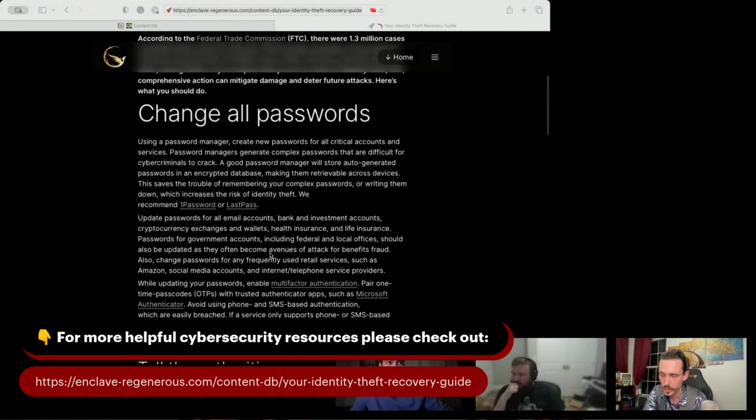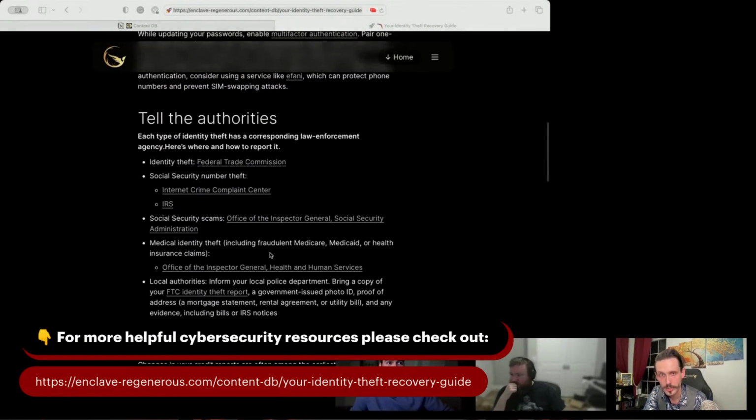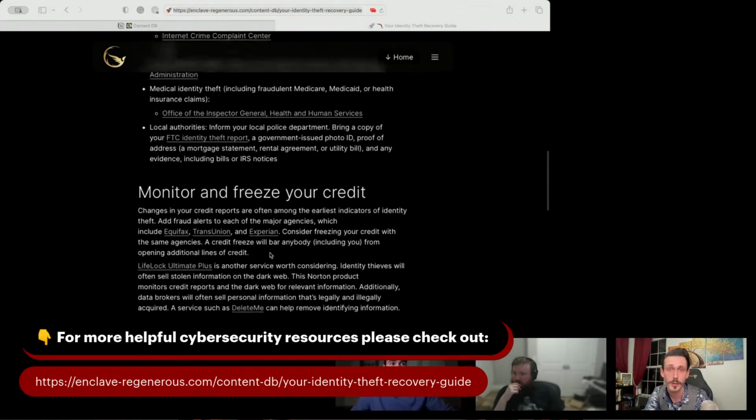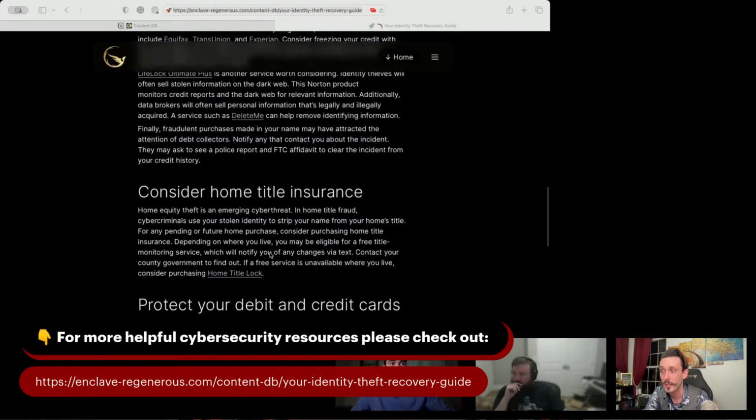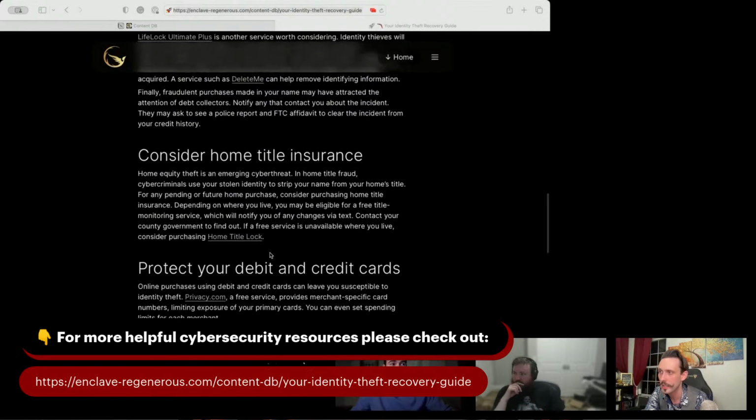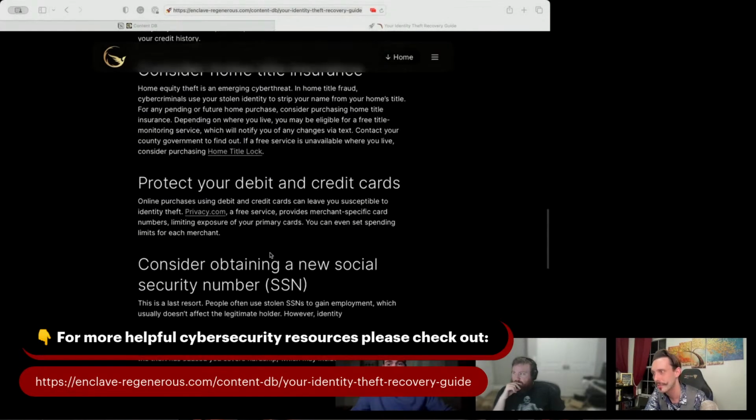So beyond changing passwords, there are specific authorities to reach out to. We index all of the major areas in which you can report any types of claims, what's occurred, monitoring and freezing your credit, considering various things like home title insurance and protecting your cards.